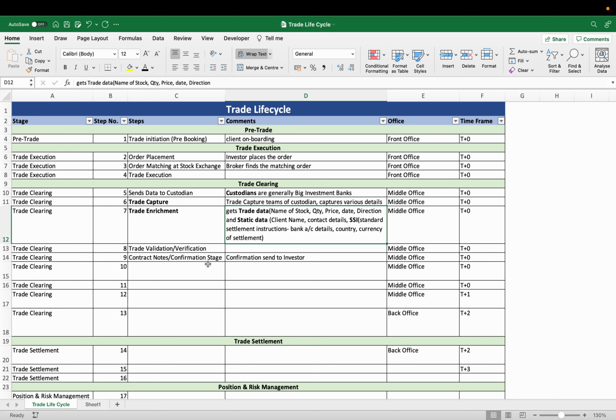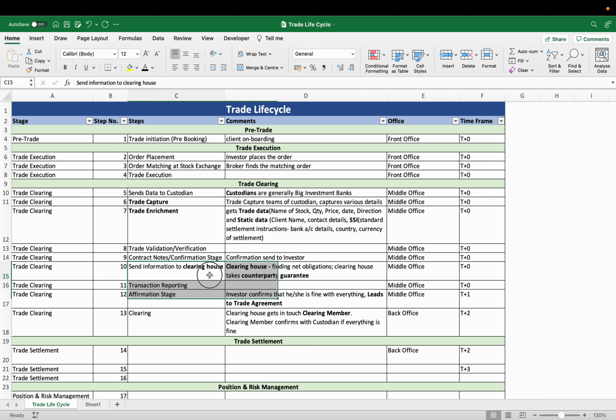Now, once everything is in place, your trade verification and validation happens. This is generally a check stage, and post that, contract notes, or you can call it the confirmation stage, wherein confirmation is sent to the investor to check whether everything is fine or not. Now, post this, all this information is sent to the clearinghouse. Clearinghouse is responsible for finding the net obligations, and they take on the counterparty's guarantee as well. Then transaction reporting happens. That is just your reporting stage. And post this, there's the affirmation stage.